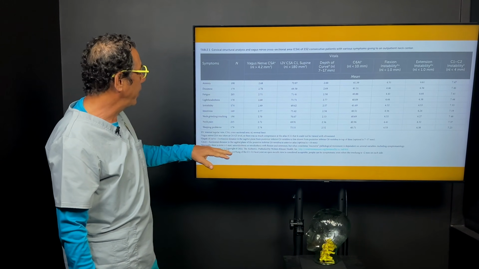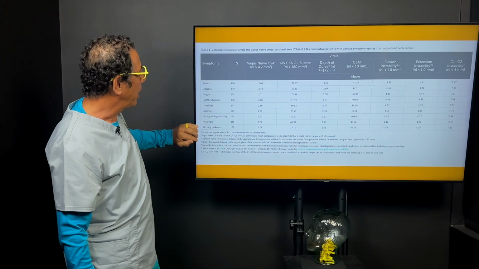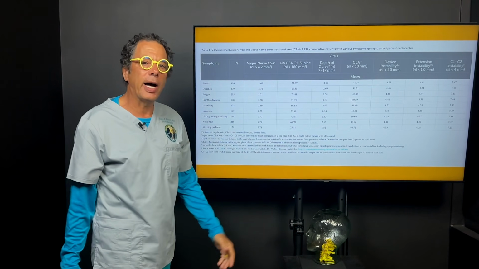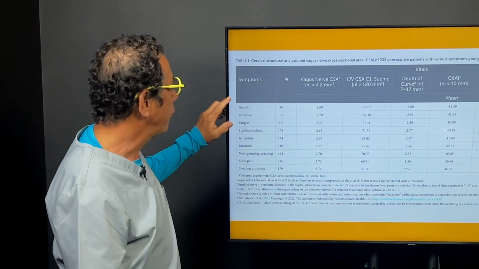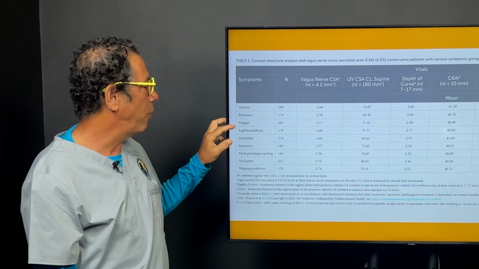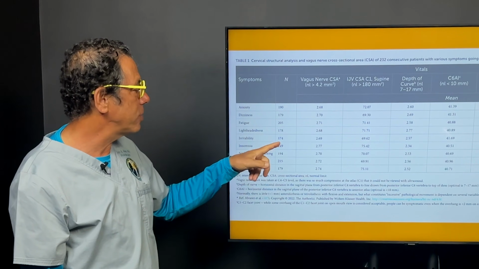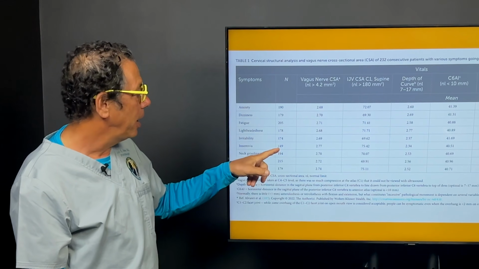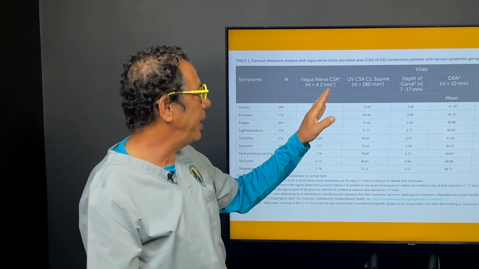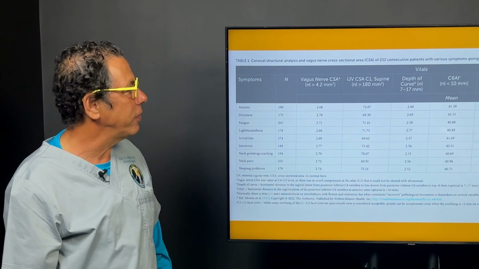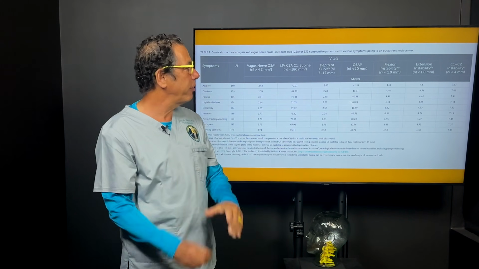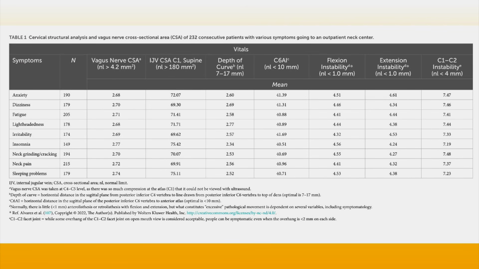So we found out that basically with certain symptoms, and this is 232 consecutive patients with various symptoms coming to the Hauser Neck Center here in Fort Myers, Florida. So we had 190 people with anxiety, 179 with dizziness, 205 with fatigue, 178 with lightheadedness, 174 with irritability, 149 with insomnia, neck grinding, neck pain, sleeping problems. And you see that all of them had severe vagus nerve degeneration. Almost all of them had really compressed jugular veins. They had loss of the neck curve.